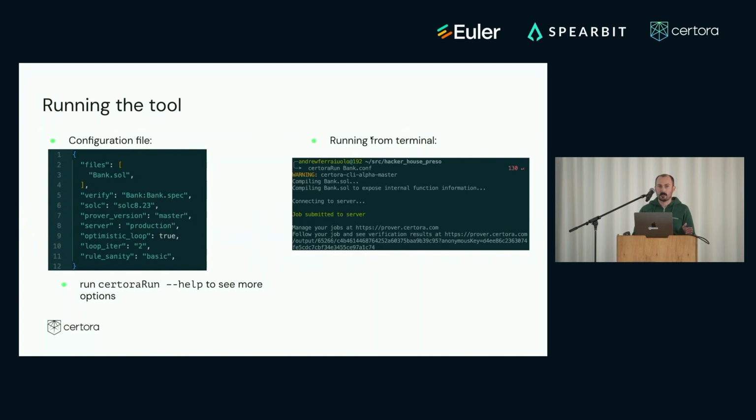So now how do you run this? The first thing you need is a configuration file. The configuration file shows the Solidity source code that you want to verify, the specification file that has the rules you want to verify, and then there are some other options that could let you do performance tuning.